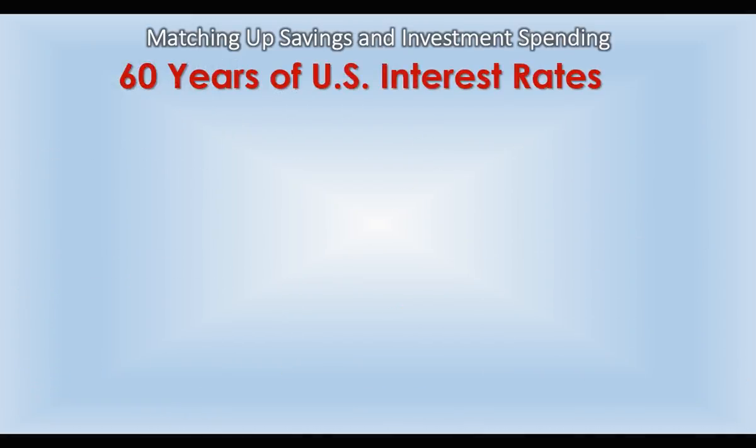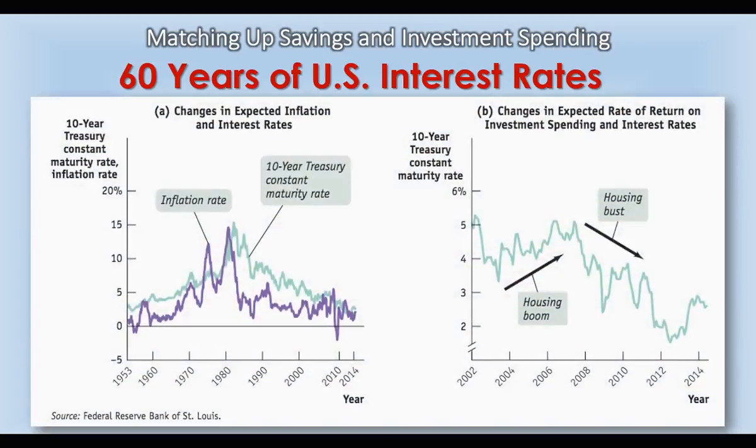All right, just really quick, let's look at 60 years of U.S. interest rates here. So we've got changes in expected inflation and the interest rate. We see that from 1953 to the present, there are very similar movements in both the inflation rate and, in this case, the 10-year Treasury constant maturity rate. We'll talk about later what those Treasury bonds are and how they work. But for now, just think of it as the interest rate that is equilibrated in the loanable funds market.